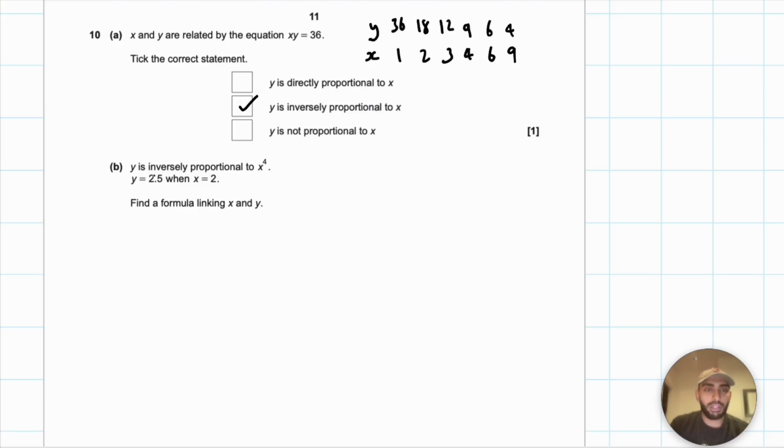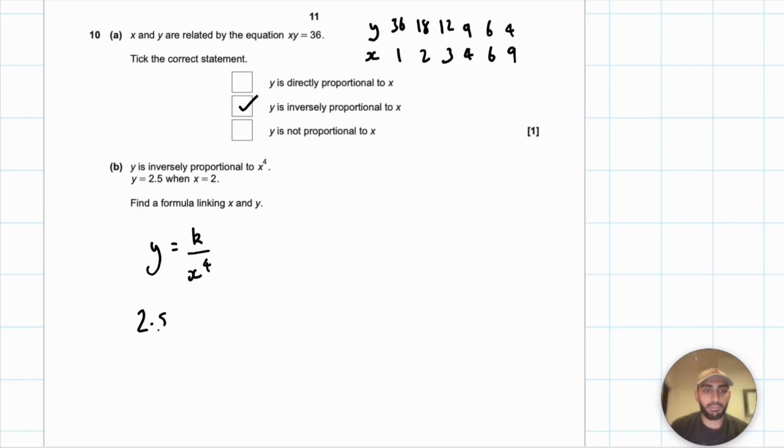Part B. y is inversely proportional to x to the power of 4. So we can write y is equal to, because it's inversely proportional, k over x to the power of 4. When y equals 2.5, x equals 2. So we can substitute both of these in and find the equation. Find a formula linking x and y. Let's substitute both of these in.